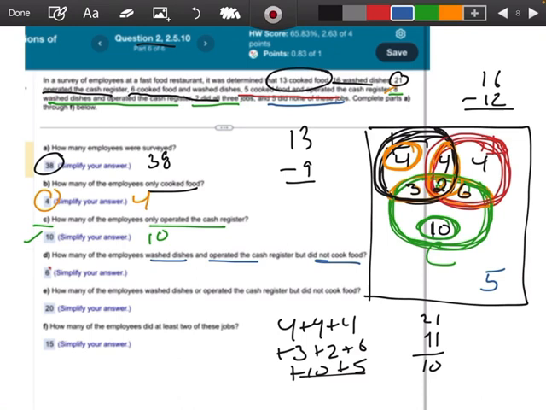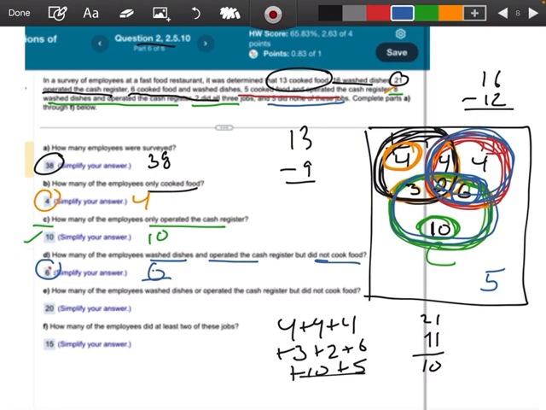So washed dishes, this is my washing dishes, and we also want the cash register right here, but did not cook food. So where do these two circles overlap? They overlap right there. But we don't want anybody in the food area. So I'm just going to use 6. That's why it has that little red mark there. They wrote something else, but the answer should be 6.